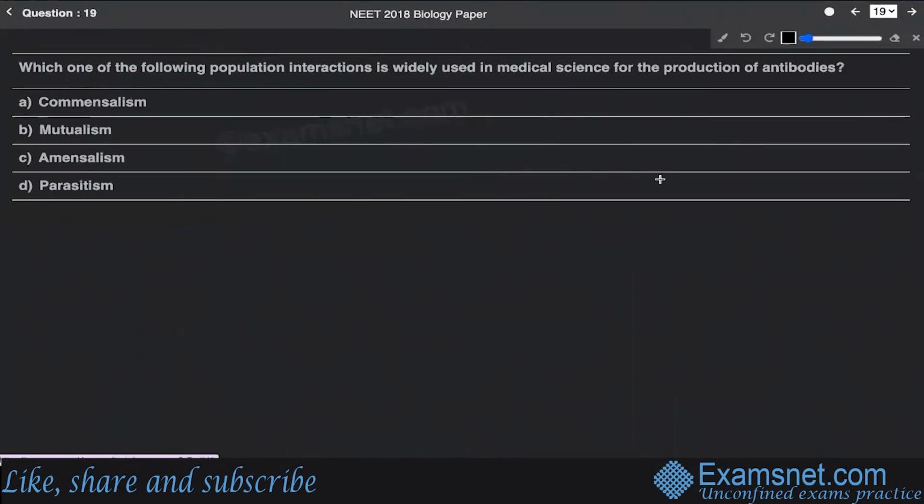Now, question number 19. Question number 19 says that which one of the following population interactions is widely used in medical science for the production of antibodies?